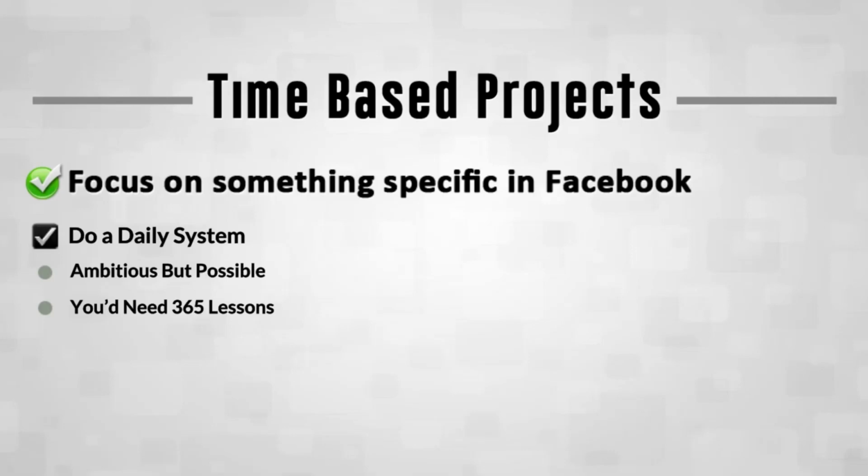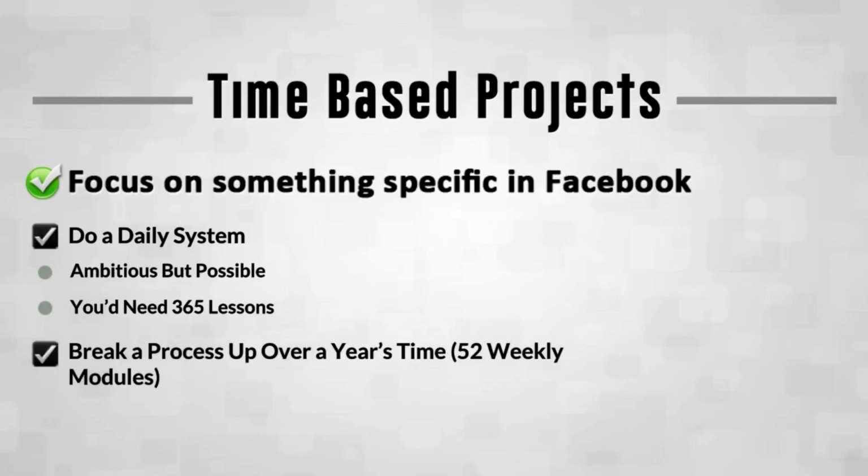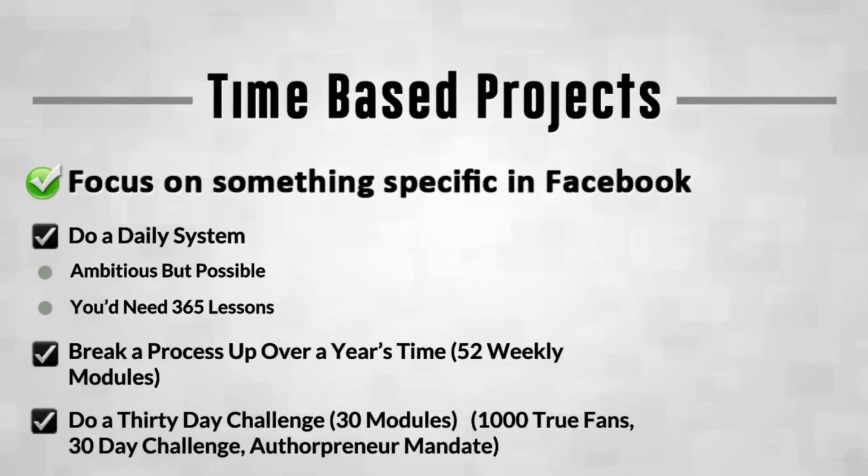A daily system. You can also break up a process over 1 year's time using 52 weekly modules. So in other words, you want to do Facebook, right? You want to take a specific problem you're solving, and you're going to break that problem up over 52 weeks, right? 52 modules. Once a week, you're going to meet, and you're going to do it live, and then you're going to give out the recording, right? You can also do another way.